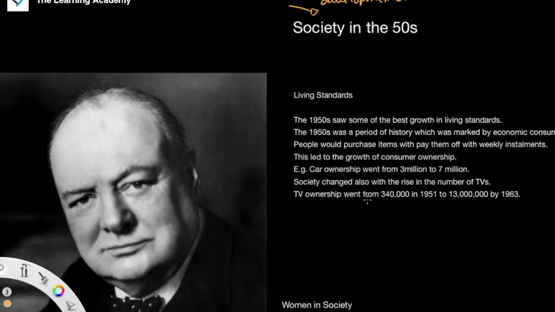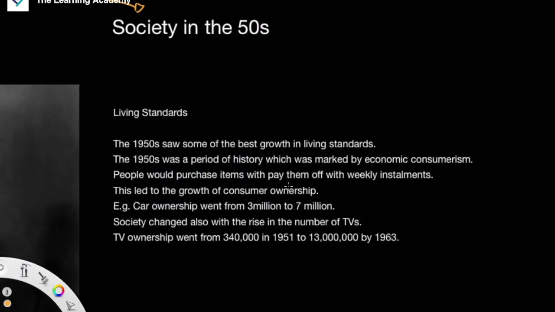So first, living standards. As we've already mentioned in earlier videos, the 1950s saw some of the best growth in living standards for a very long time. That's why it was described as the affluent society. And there was the speech by the Prime Minister, I believe Prime Minister Macmillan, who suggested that we've never had it so good. So this is one of the things that is very important.